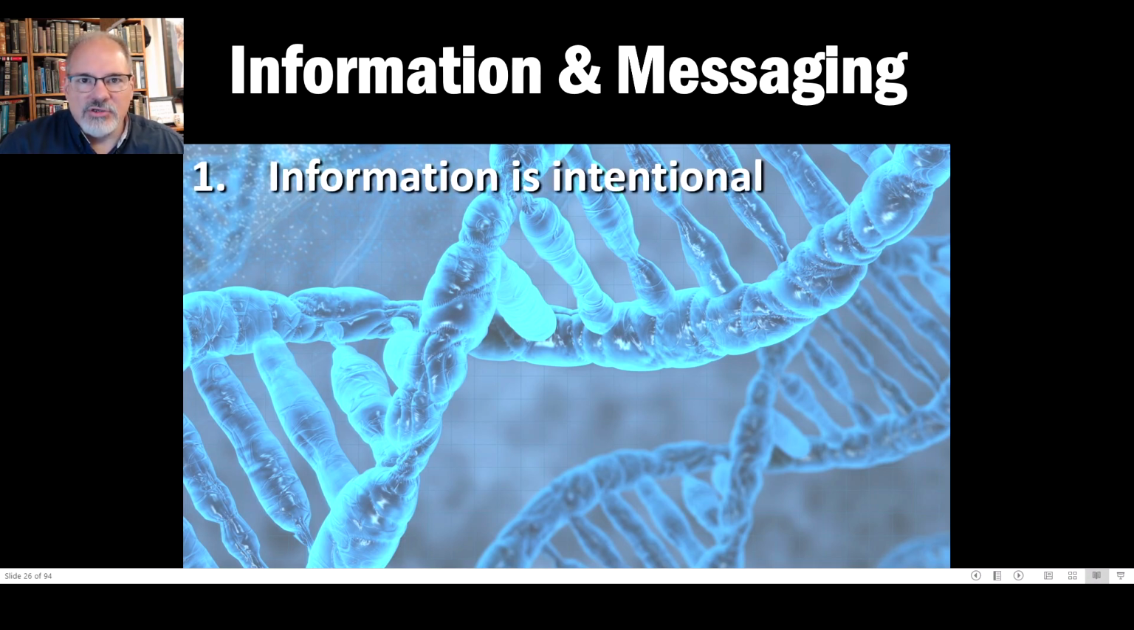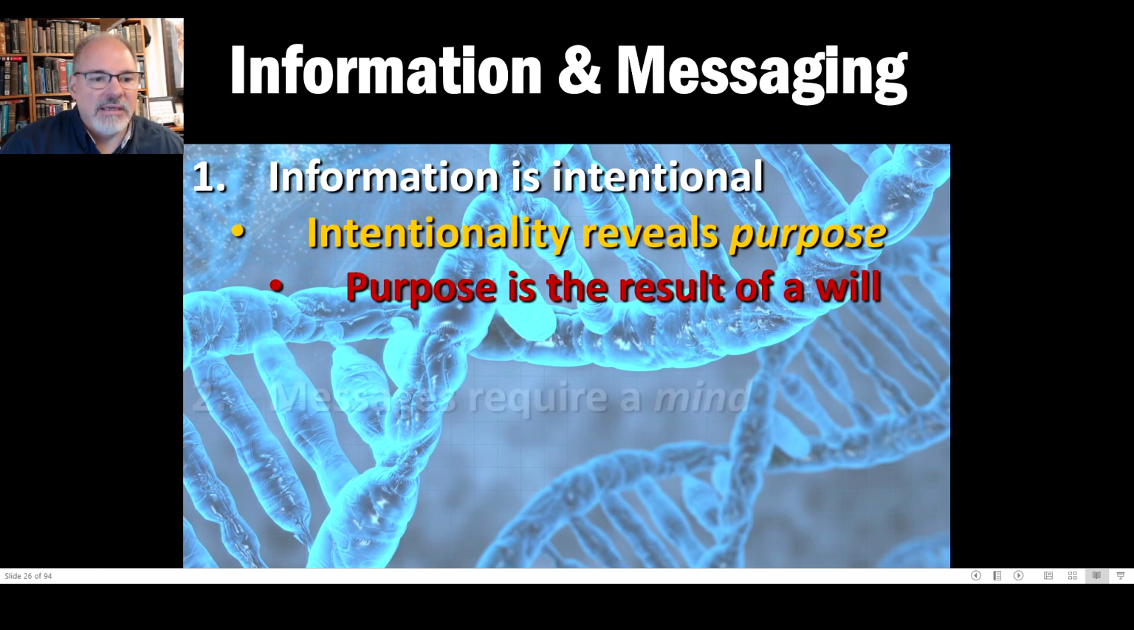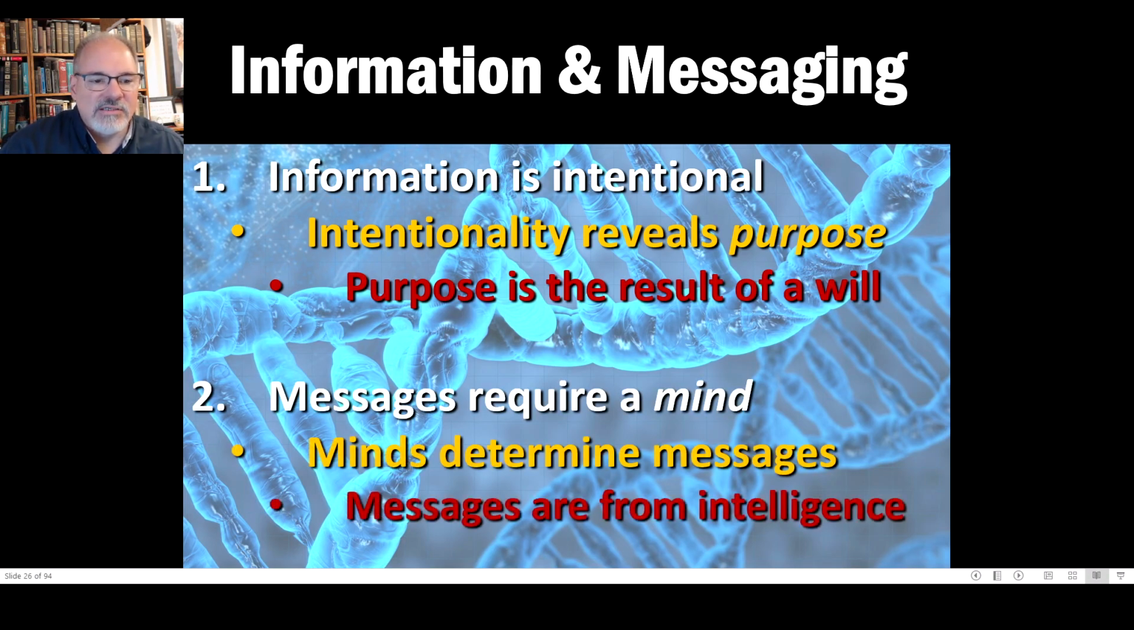So information is intentional. I know that a lot of what we're going to walk through here is foundational and understandable, but it does demonstrate that there is design, and these things cannot exist apart from design. Intentionality reveals purpose, and obviously if there's no God, everything is random. There's no intelligence or purpose or intentionality in any way, and information comes from that source. And purpose is the result of a will. So all these require a person, a being. Messages also require a mind. Minds determine the messages, and the messages are from intelligence. So you have intelligent design.